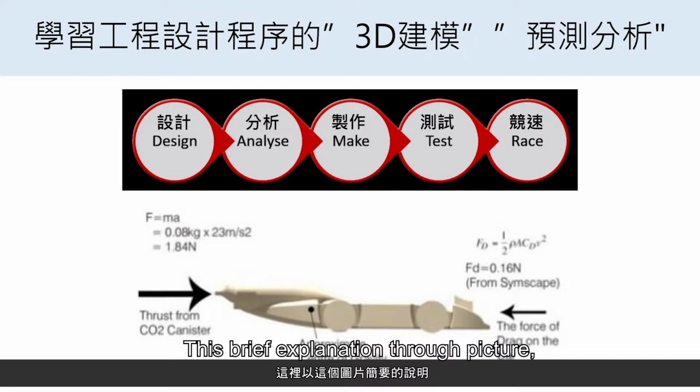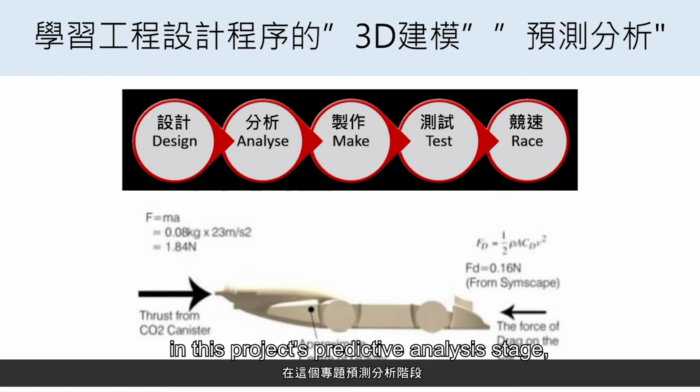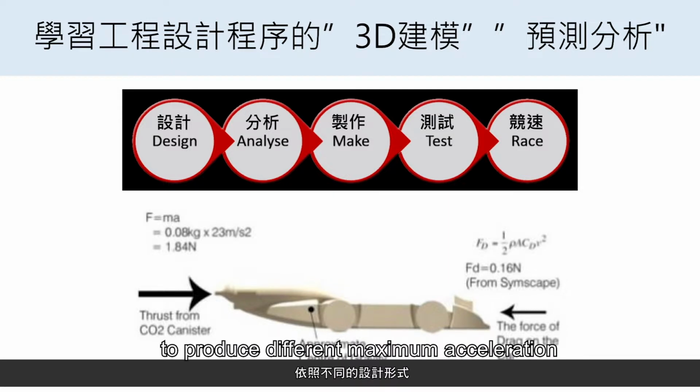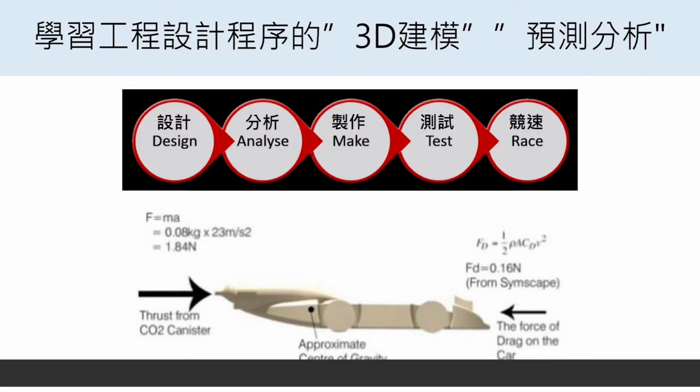This brief explanation through pictures shows that the project's predictive analysis stage is mainly performing design research. For the compressed air racing car, we use a high-pressure steel cylinder to give out a fixed amount of force. The supply of this force allows our vehicle to produce different maximum acceleration based on different design forms.